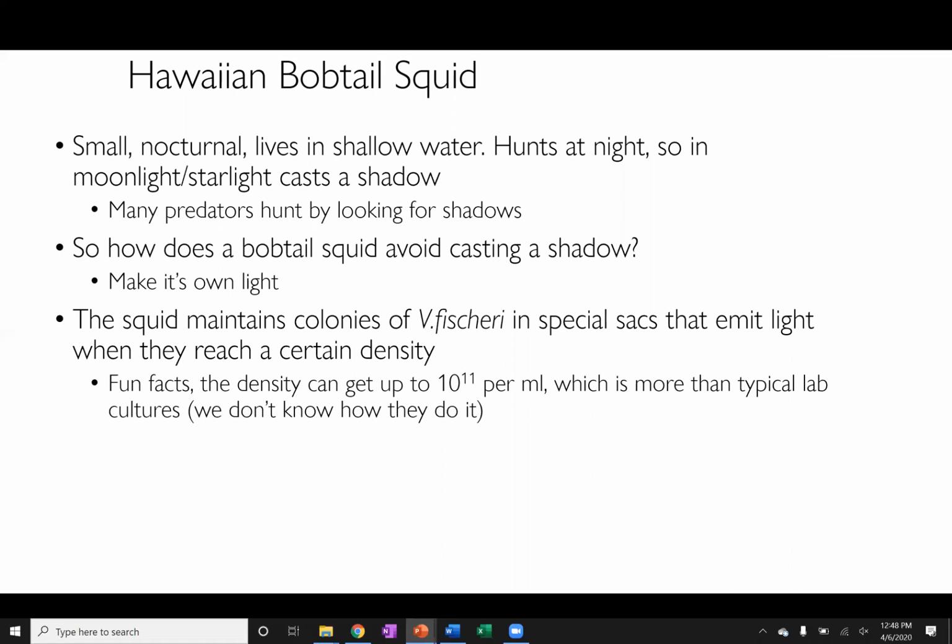When we think about what we've been doing in lab thus far, we're talking about 10 to the 9 bacteria per milliliter. We're seeing 2 orders of magnitude, or 100 times, more bacteria per milliliter inside of the bobtail squid with Vibrio fischeri. We actually don't know how they do this yet or how they maintain it, but they do at the moment. This is a pretty heavily studied system simply because it's a really simple way to understand how quorum sensing works, and an actual meaningful function to study.